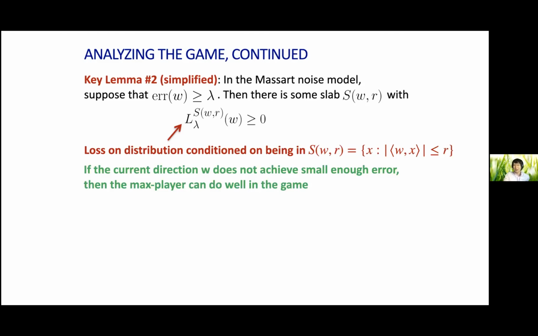And why is that going to be useful? It's going to be super useful because if I have a bad predictor, then I can find a slab where my Leaky-Rayleigh loss is positive, and then I can use that to learn something about W star, because W star has a negative Leaky-Rayleigh loss.